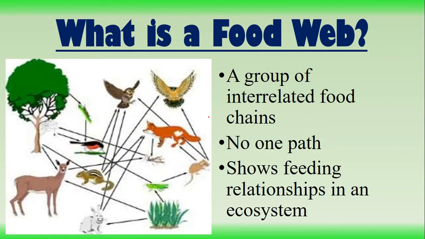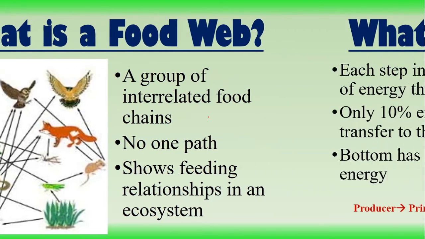What is a food web? It's a group of interrelated food chains. So we take all the food chains and we throw them together and link everything in. There's no one path, so it shows like a web, and it shows feeding relationships in an ecosystem.